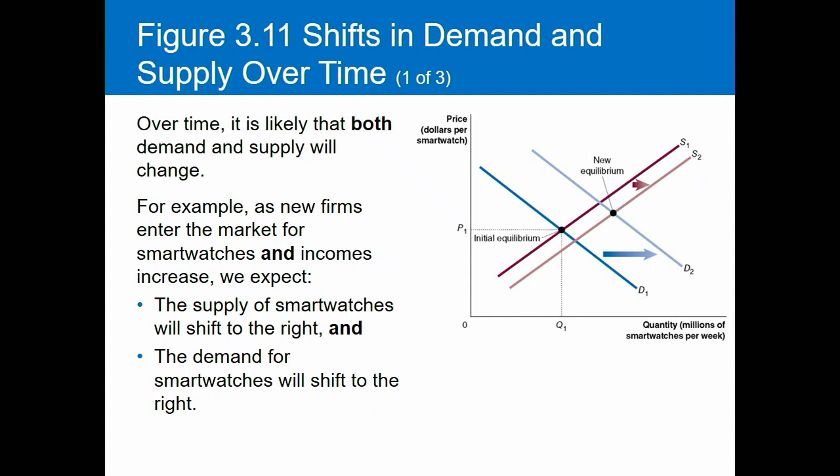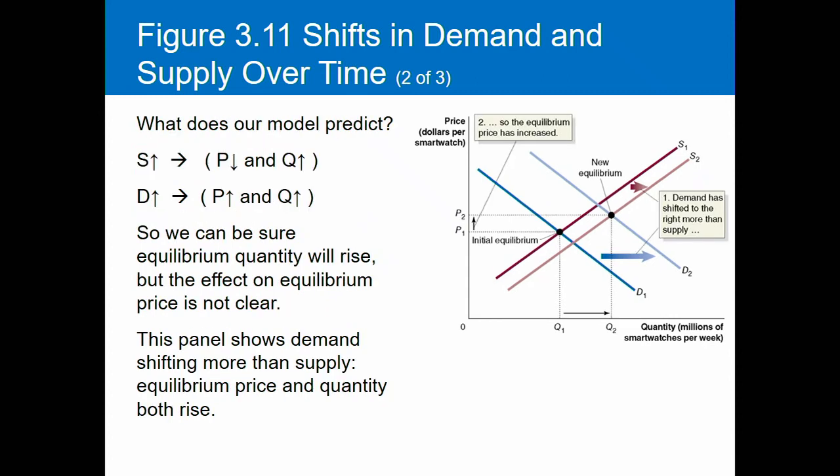Over time, more firms are entering the market to sell smartwatches, and incomes for people are increasing. So we'll expect the supply of smartwatches to shift to the right, because we have more sellers in the market. And the demand for smartwatches is also going to shift to the right, as we have people with higher incomes, they're now demanding more smartwatches. So what does our model predict?